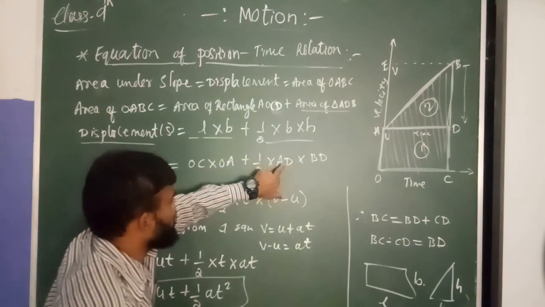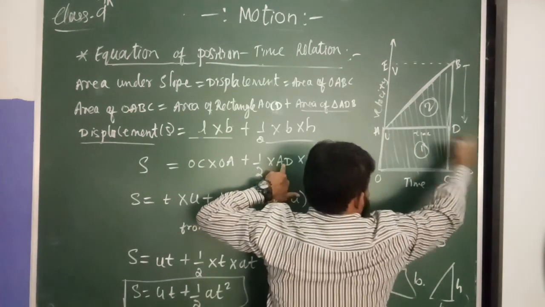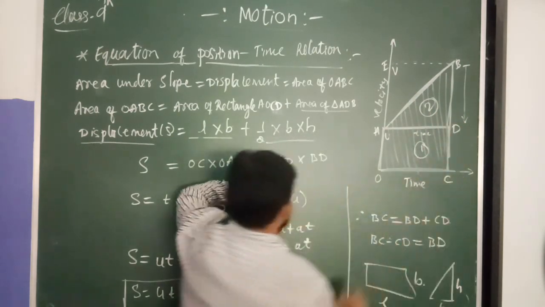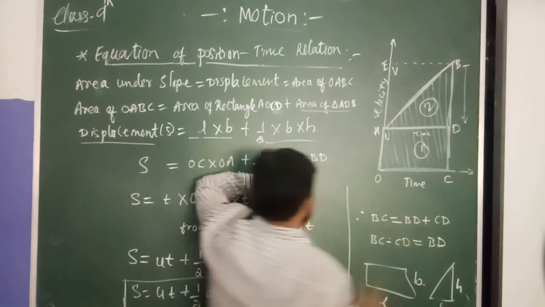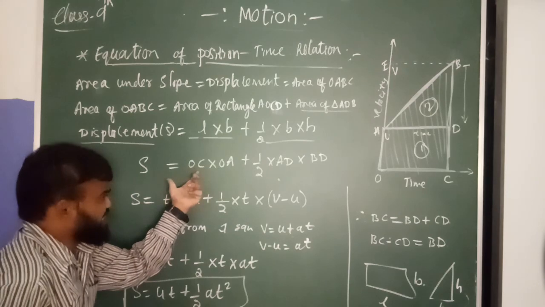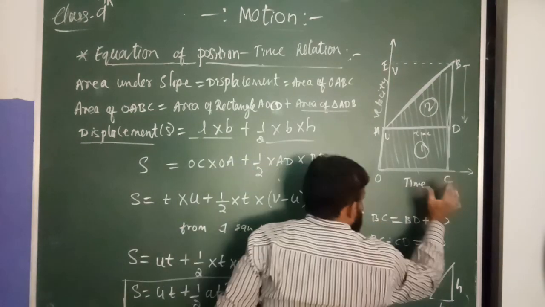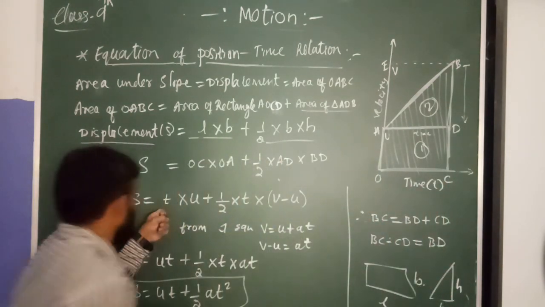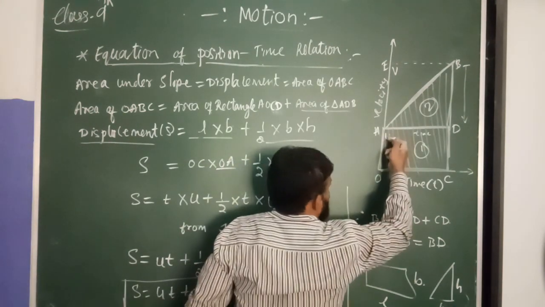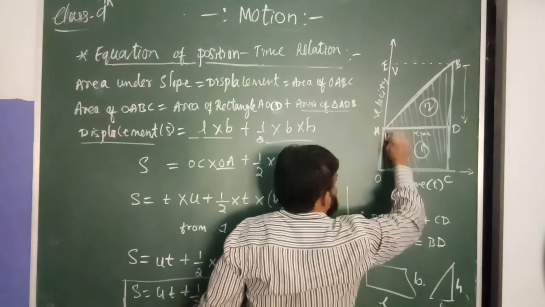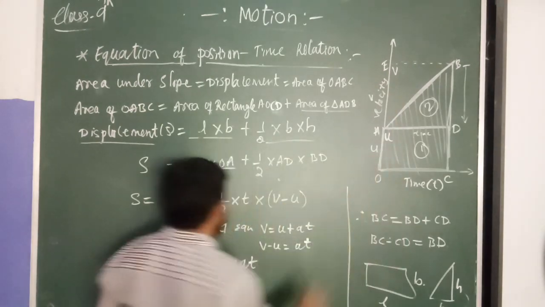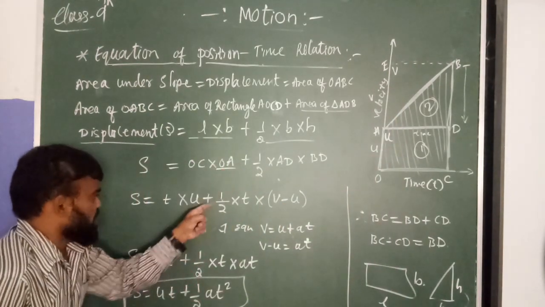What is the base of the triangle? Base is AD, and height is BD. After that, S is equal to OC. OC is what? Time, T. OC is T. And OA is what? From O to A is the initial velocity U. You remember here V, this is U, this is V. OA is U, plus half.